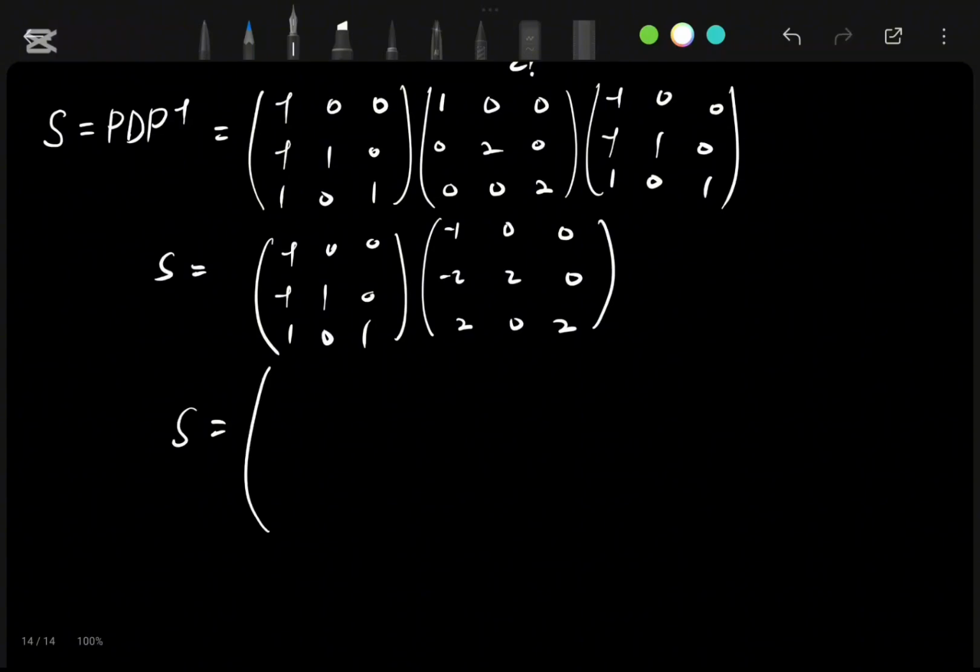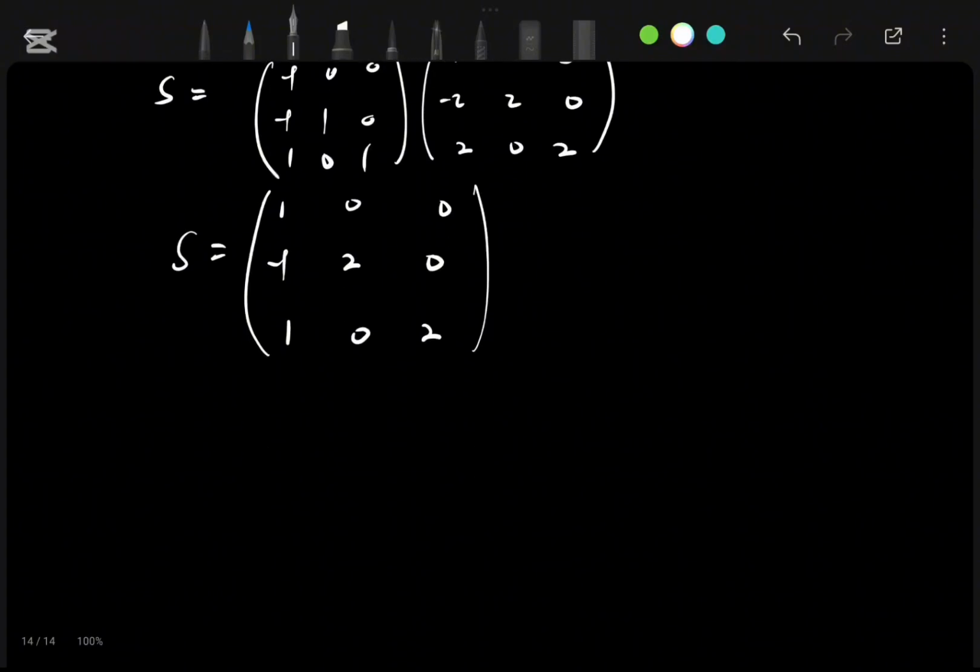So our final matrix will be 1, 0, 0, minus 1, 2, 0, 1, 0, 2. So we see that S is the same as A, which implies that our N will be equal to 0, 0, 0, 0, 0, 0, 0, 0, 0.